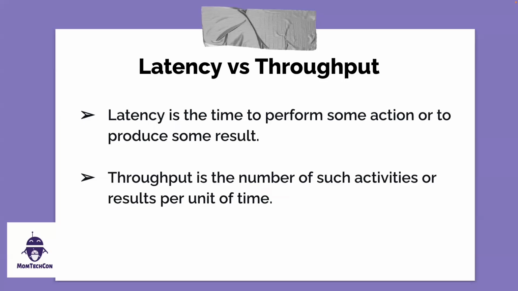Now let's discuss latency and throughput. Latency is the time to perform some action or to produce some result, while throughput is the number of such activities or results per unit of time. Generally, it will help if you aim for maximal throughput with acceptable latency.